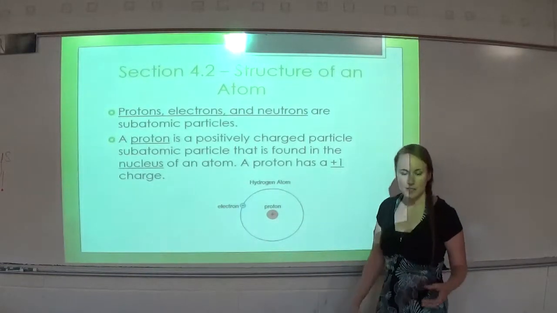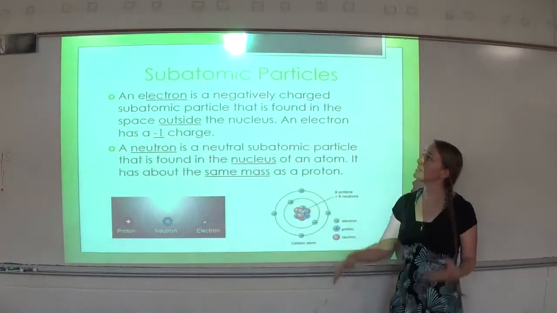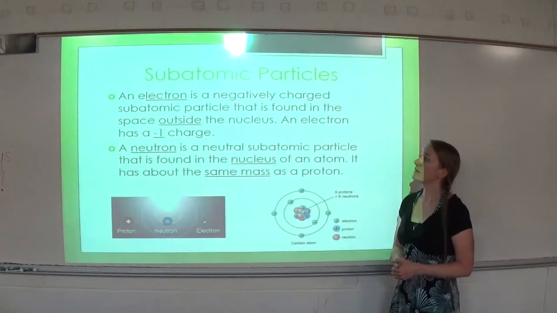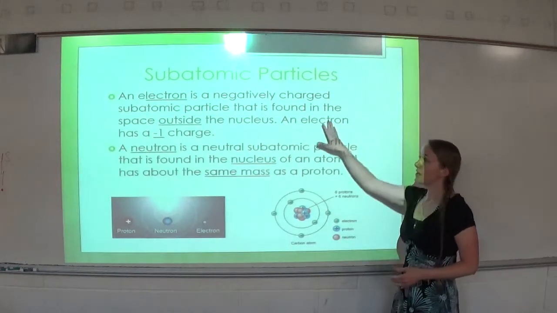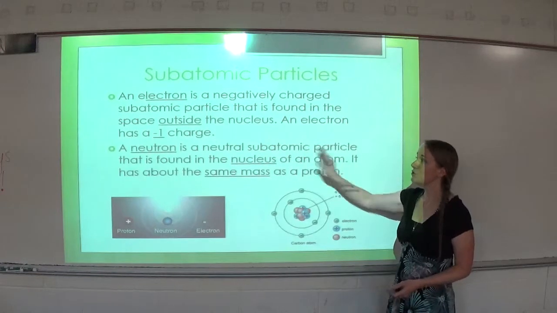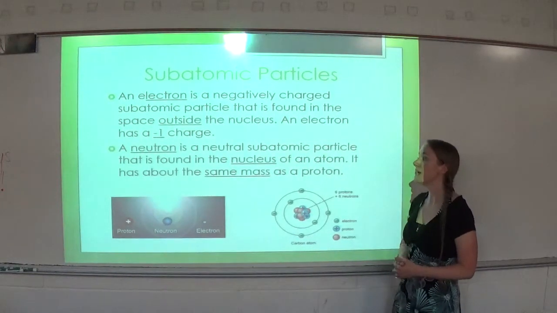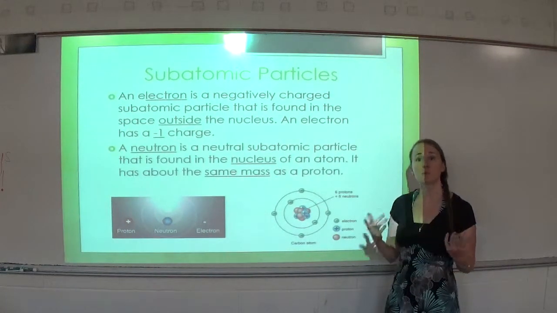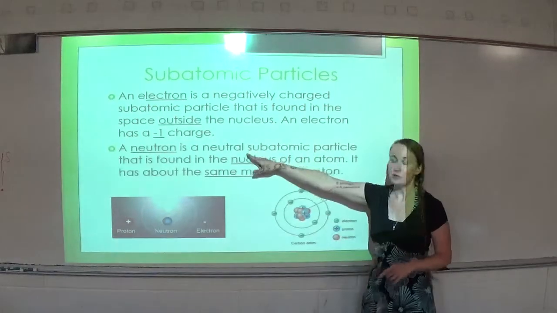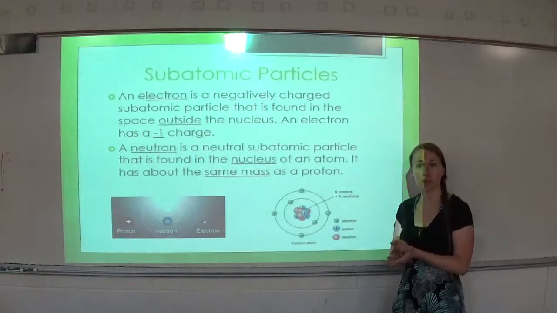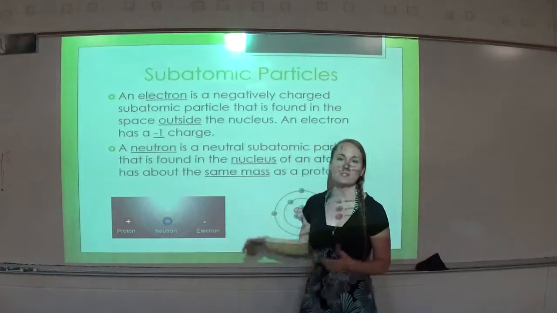And I don't know what else I was about to say about protons because that's all there really is to know. So an electron, on the other hand, is a negatively charged subatomic particle that is found in the space outside the nucleus, which we call the electron cloud. An electron has a negative 1 charge. And then a neutron is the neutral subatomic particle that is also found in the nucleus of an atom. It has the same mass as a proton. So protons and neutrons are in the nucleus. So the nucleus is made of positive and neutral particles, which means the nucleus overall is positive. And then the negative electrons are in the electron cloud around the nucleus.